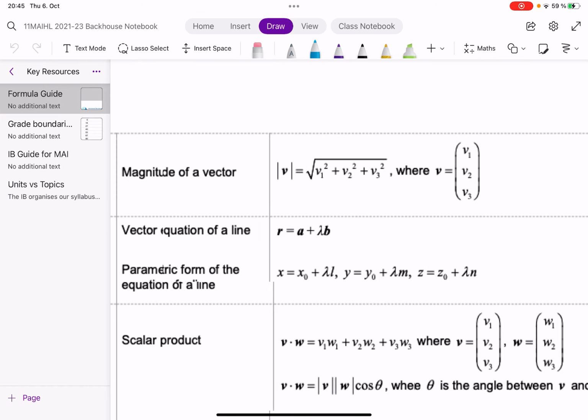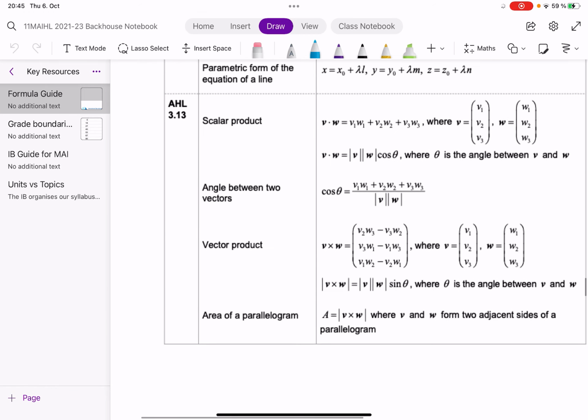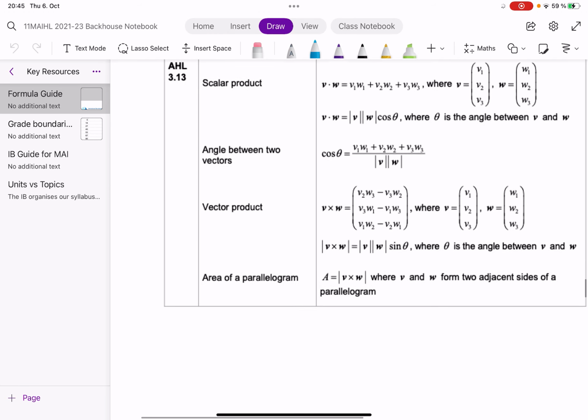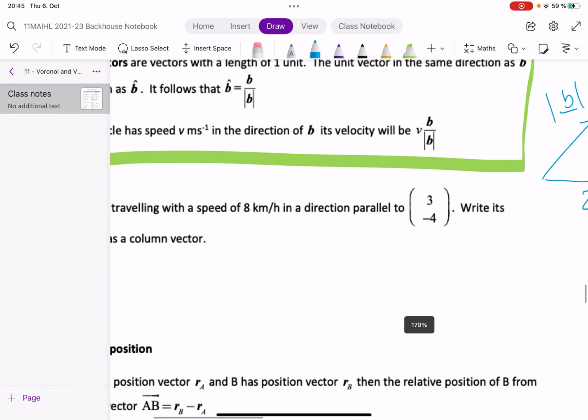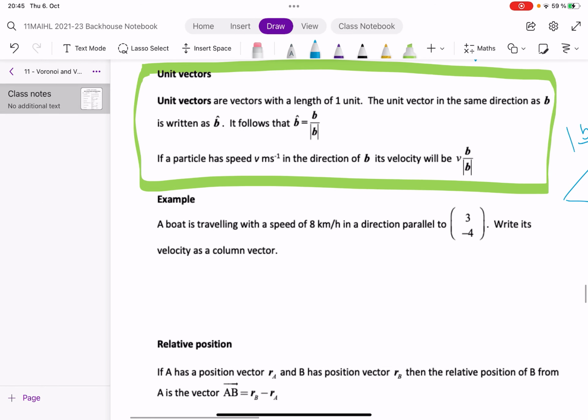Let's just have a very quick look. Yeah, we've got magnitudes. We don't have anything about unit vectors. So that's one that we need to learn. Okay, so let's look at using it. And we're actually going to use it kind of in the opposite way to how we've just been talking about it.